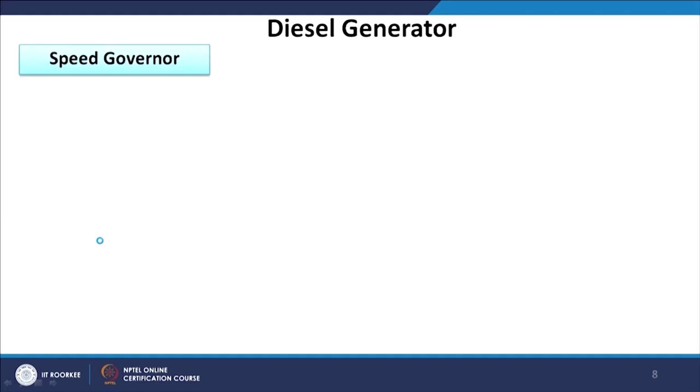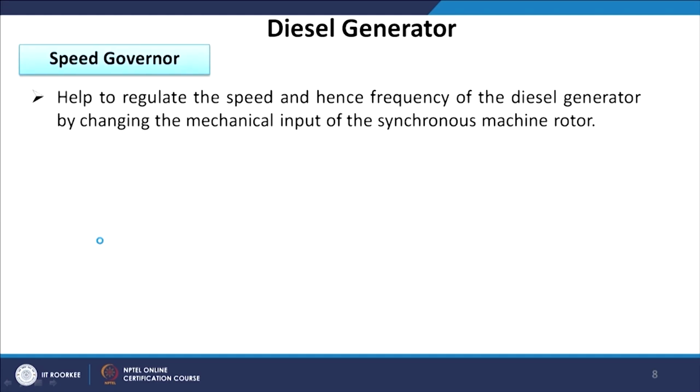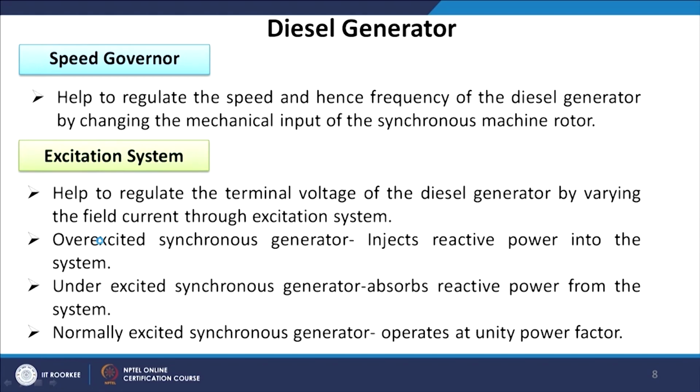Now, moving to the diesel generator, the speed governor helps to regulate the speed and hence the frequency of the diesel generator by changing the mechanical input of the synchronous machine rotor, whereas the excitation system helps to regulate the terminal voltage of the diesel generator by varying the field current through the excitation system.